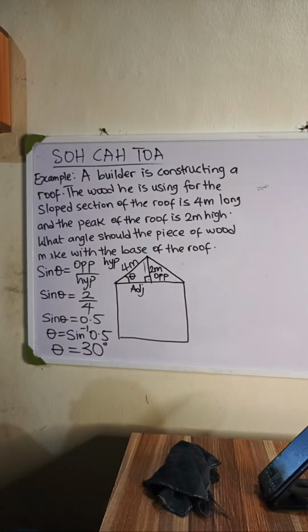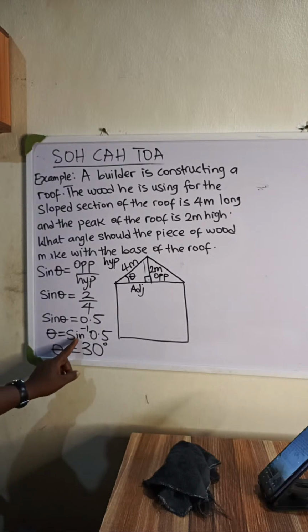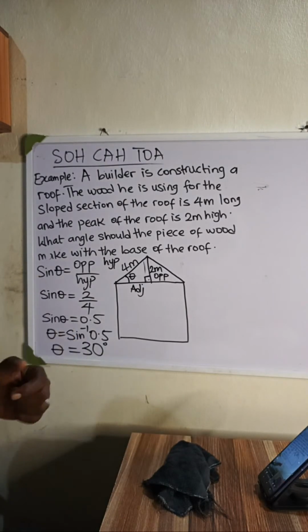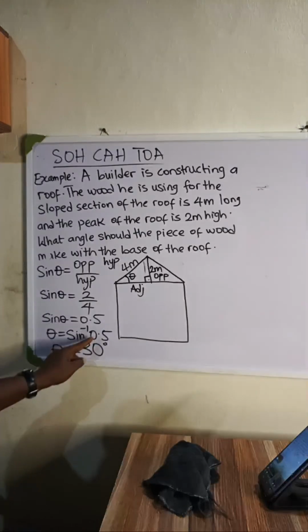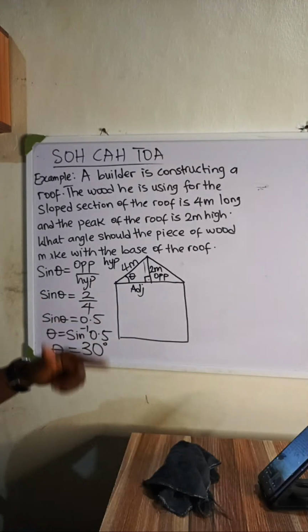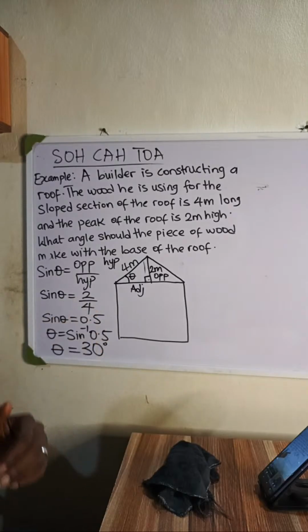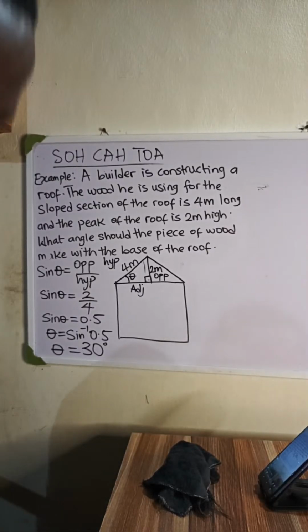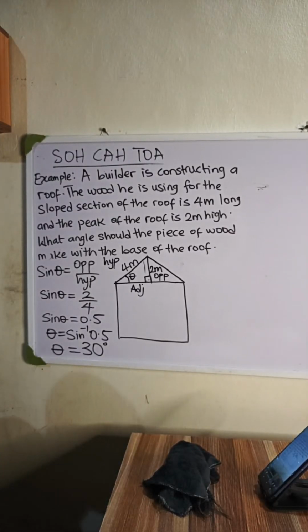Golden Boy says he does not understand my calculation. Is it that you don't understand the process or you don't understand how to use these signs? If you don't understand how to use these signs, tomorrow morning I'm going to make a video showing how to use your calculator to do all these sine theta, sine this, cos this, and all that. So I'm going to do that tomorrow for you guys.